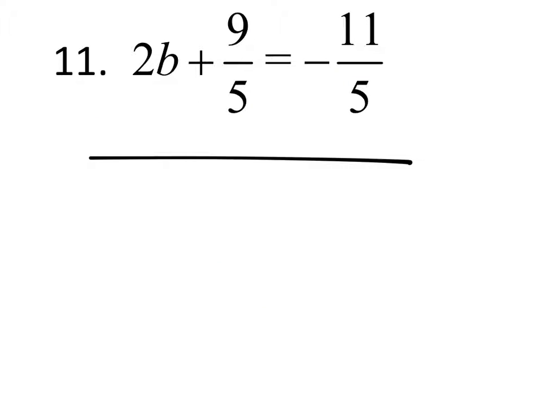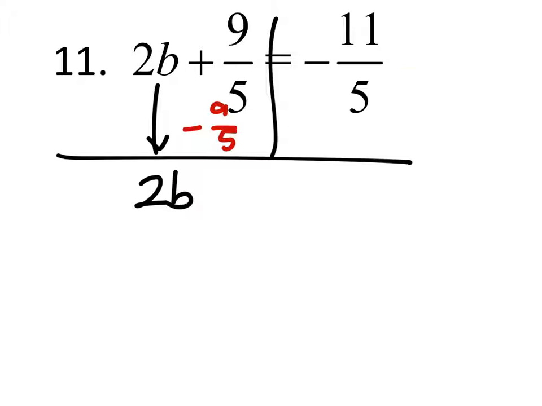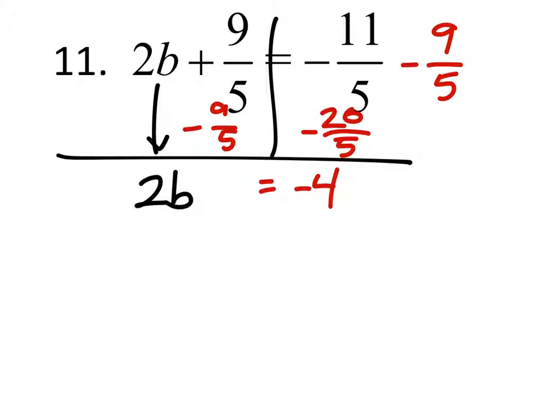So again, the objective is to get the b's by themselves, and I got 2 b's. So I can't have that plus 9/5. I got to subtract 9/5. It was very generous of them. They gave us common denominators. So I got -11 minus 9, which is -20. And those are fifths. -20 divided by 5 is -4. So this one comes out really nice.